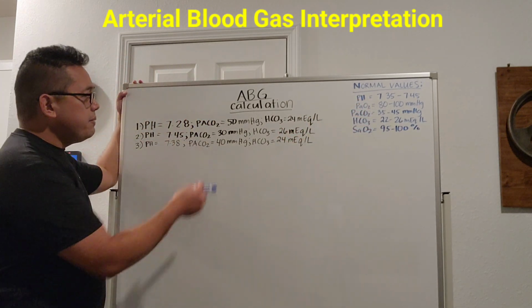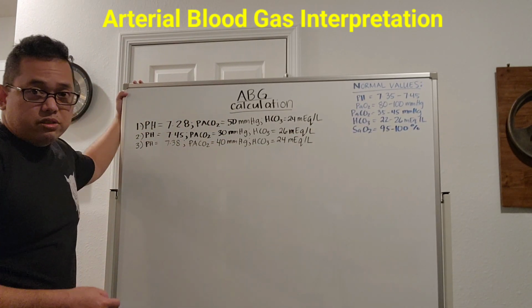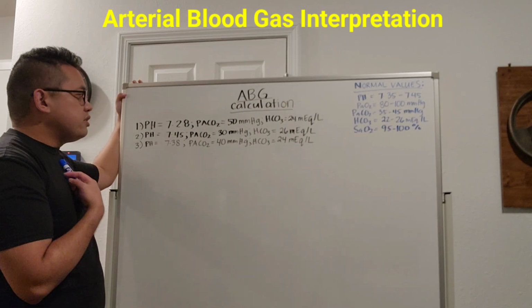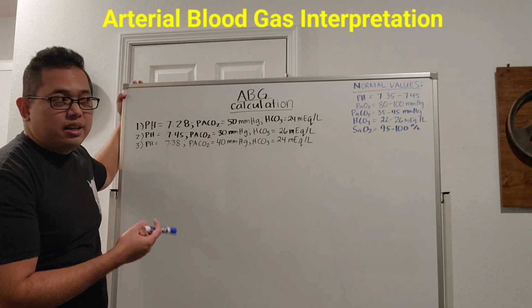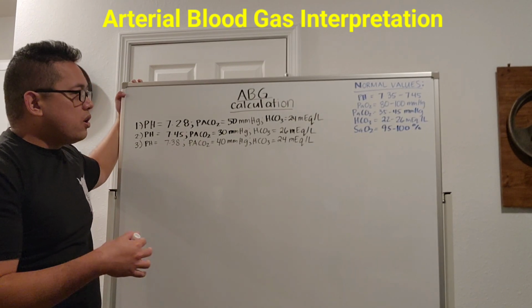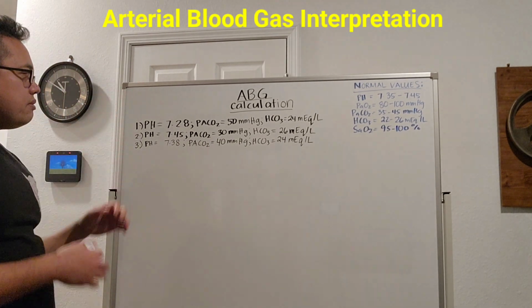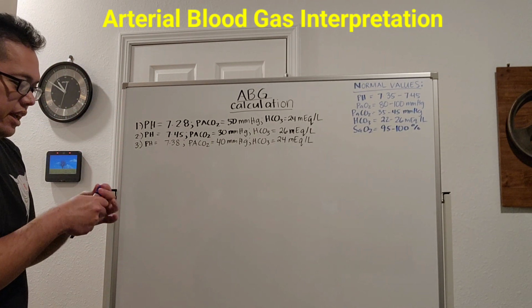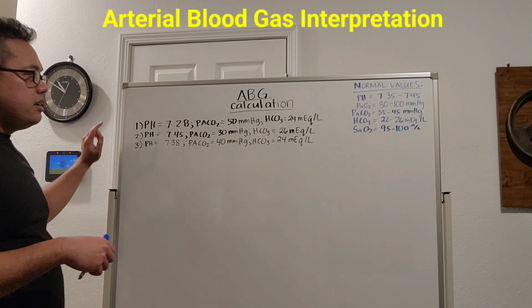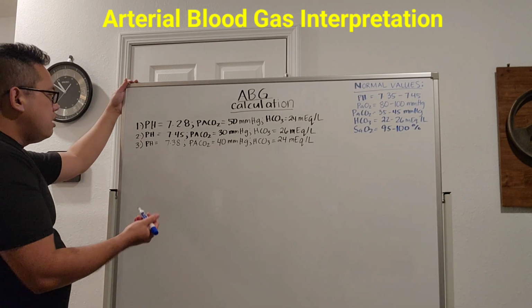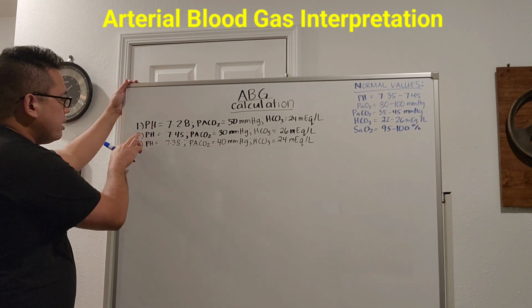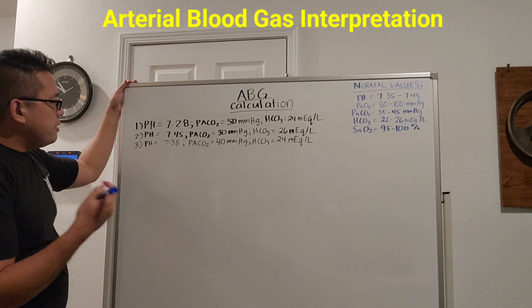So for the ABG calculation, I wrote down 3 problems that we're gonna try to solve. I didn't really try to solve these prior to making this video, so if I messed up, let me know what the correct answer is, but hopefully I should be able to answer it correctly. So alright, we're gonna go over the values that we're given in number 1.